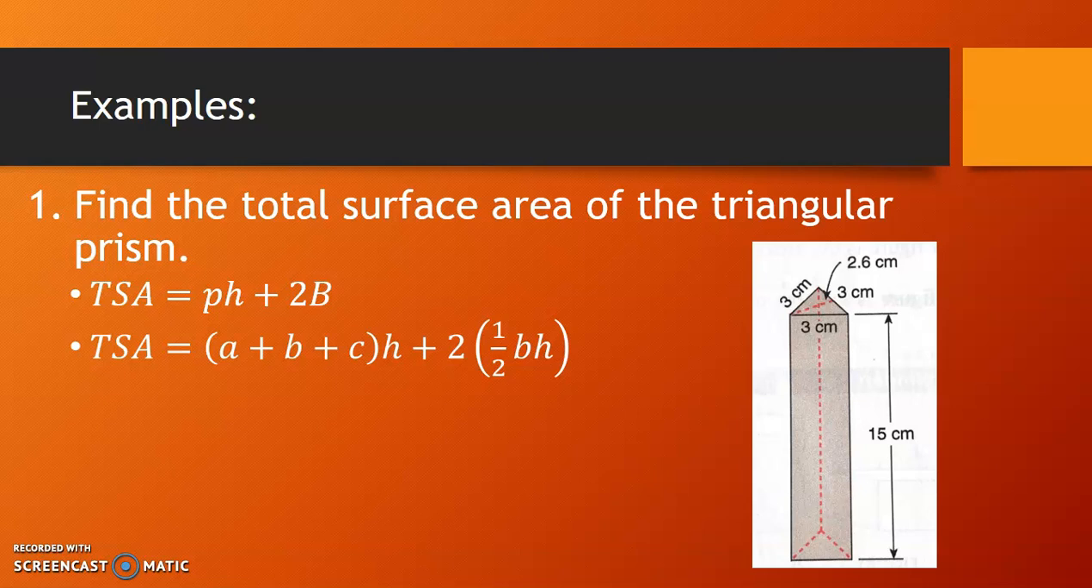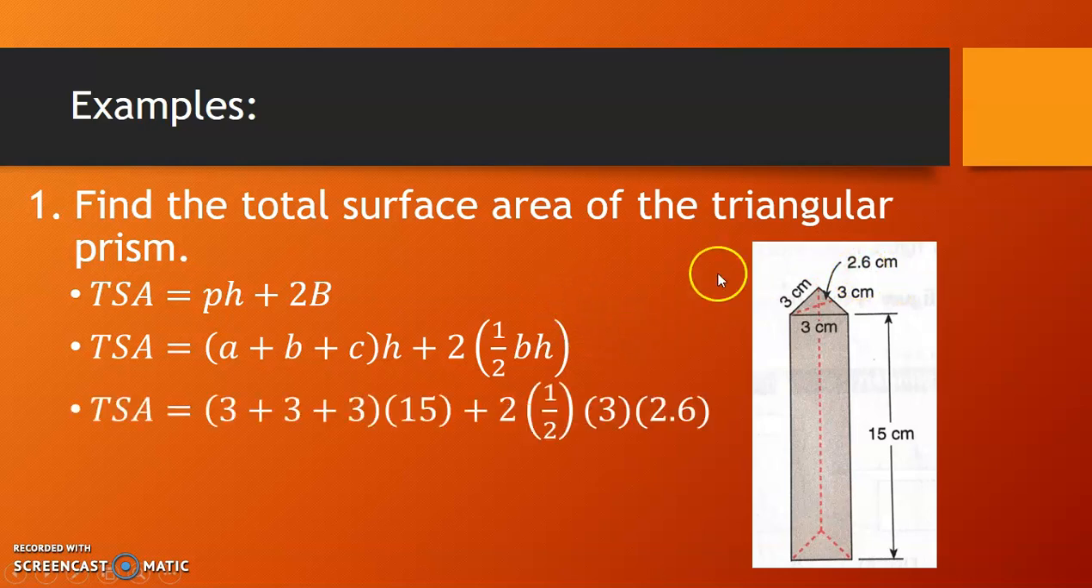So A plus B plus C would be the perimeter of the triangle, and then times the height of the prism, plus 2, now area of the base is a triangle, so area of a triangle is a half times base times height. Now don't get this height here confused with height for the prism. They're two different things. The height inside the parentheses here by the 1/2 and the B, that is talking about the height of the triangle, which is this 2.6, just the triangle shape there.